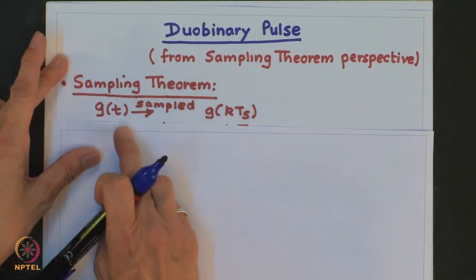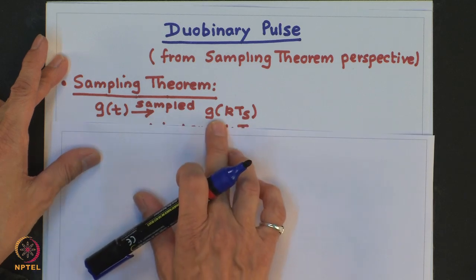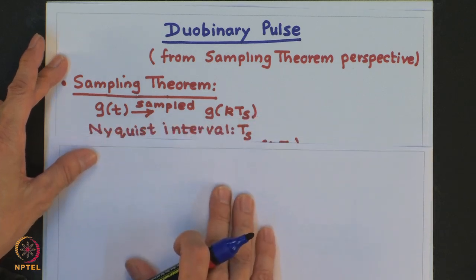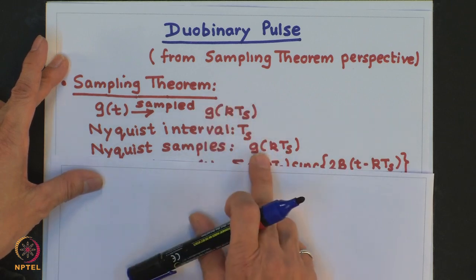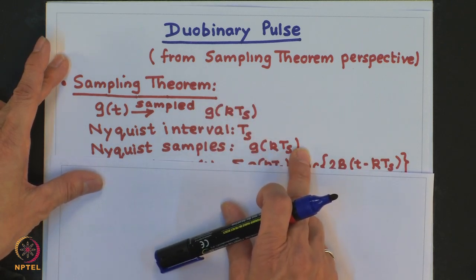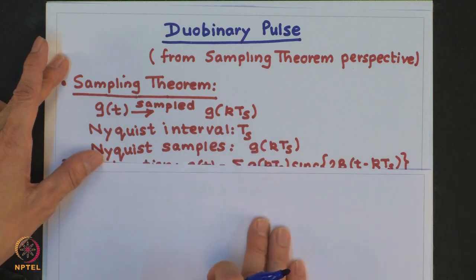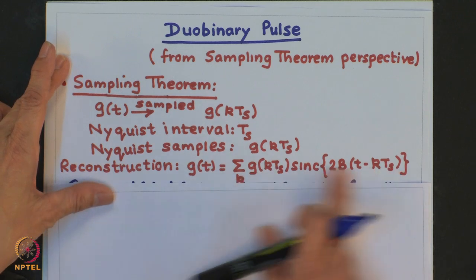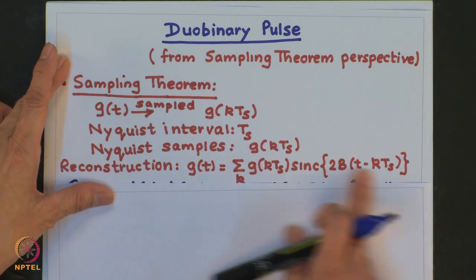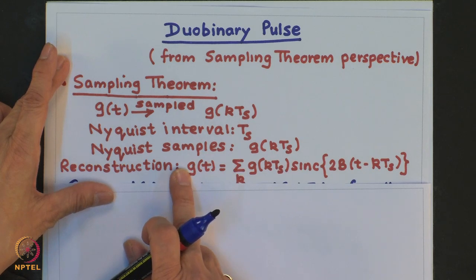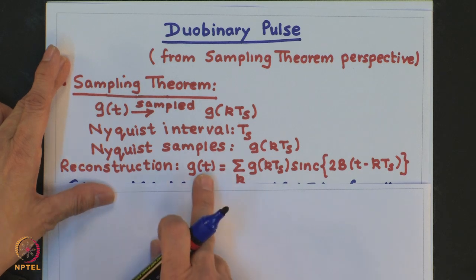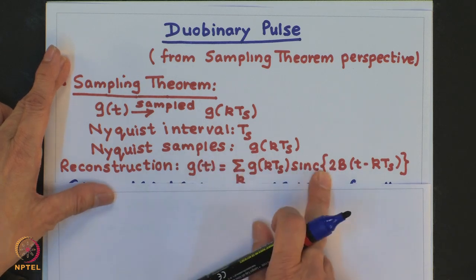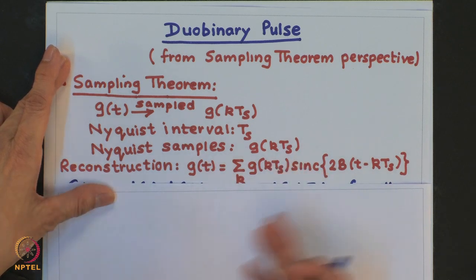So we know that if I have a g(t) sampled and its sampled values are g(kTS), then in this case the Nyquist interval we know is TS, then Nyquist samples are g(kTS). Then we know that the ideal reconstruction filter would give us the output equal to this quantity, correct? This relation comes from the sampling theorem for the ideal reconstruction of the sampled signal, correct? So you sample it and then reconstruct the signal back, correct? So if we take this as a starting point, then also we can find out PT and PF very easily.